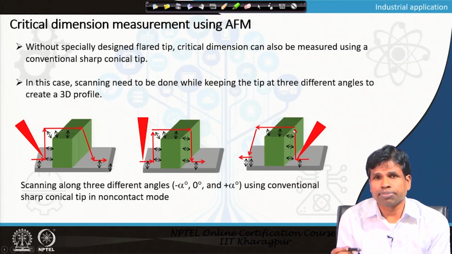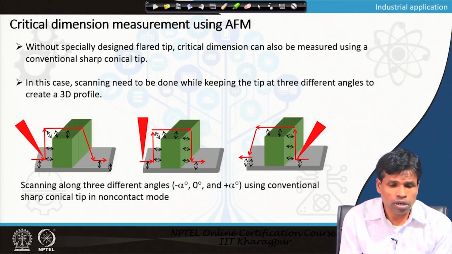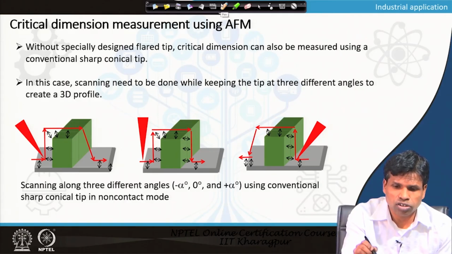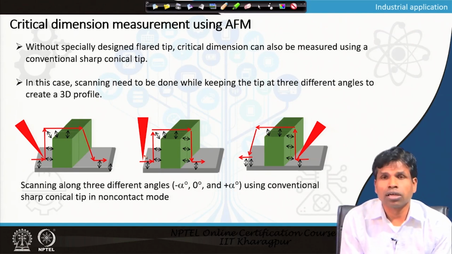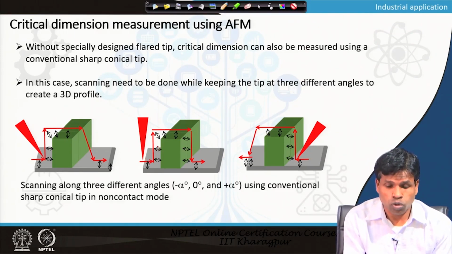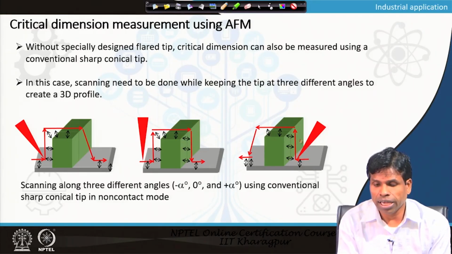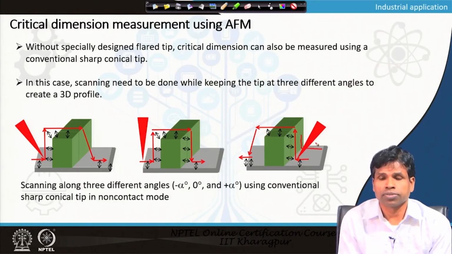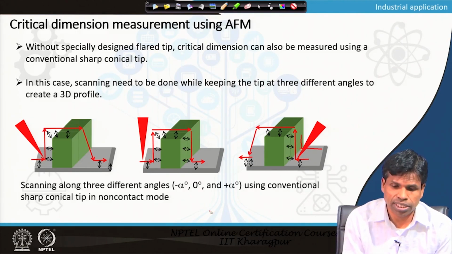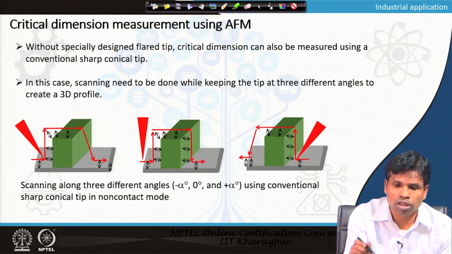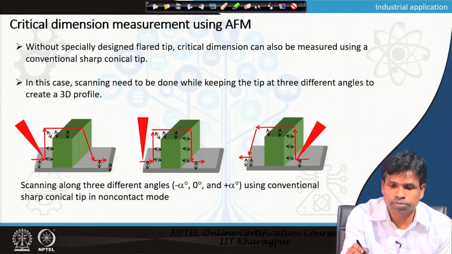In case a specially designed tip is not available, then a normal tip can also be used, but it has to be scanned at 3 different angles to correctly measure the height and also the angle of these features. Slopes can be measured by using a conical tip normally used in the AFM. So, this kind of measurement can be done at different angles to study the feature size.